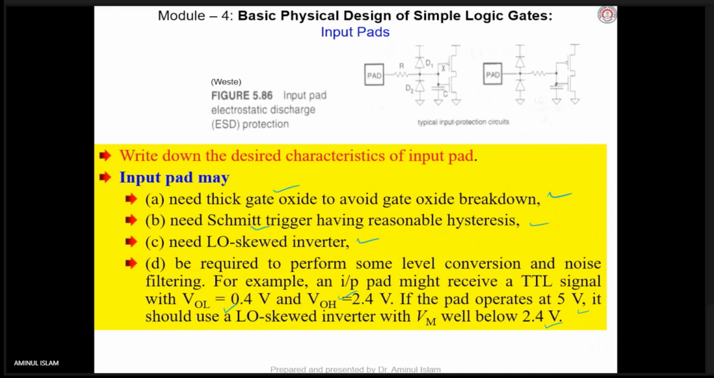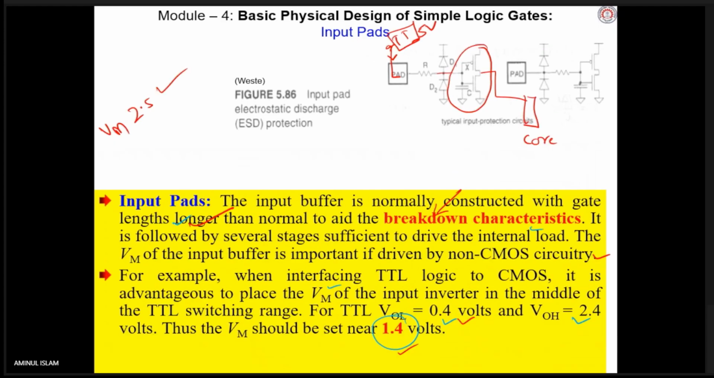Now, what are the desired or expected characteristics of an input pad? The input pad may need thick gate oxide to avoid gate oxide breakdown. It may need a Schmitt trigger having reasonable hysteresis. It may need a low skewed inverter. As you see here, we need a low skewed inverter. Are you understanding? Low skewed inverter.